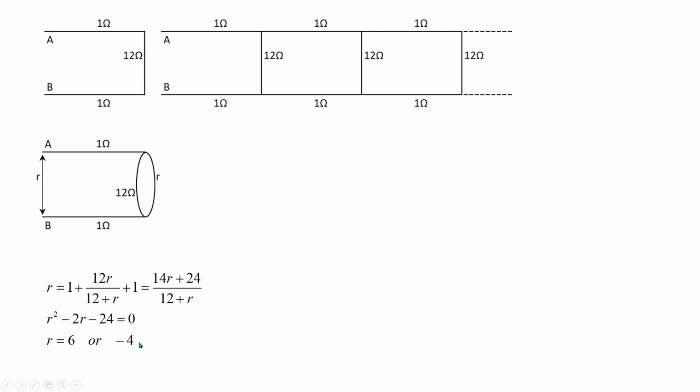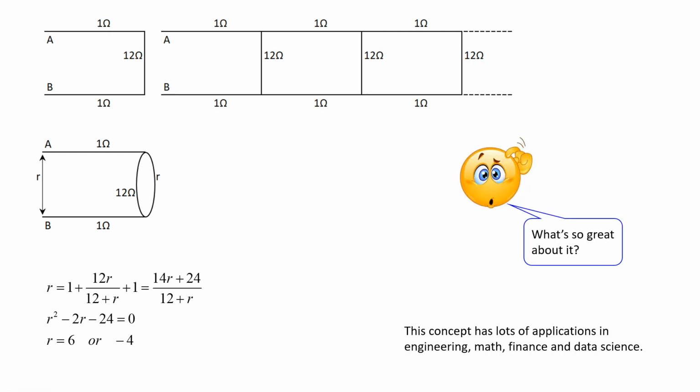Let's drop the negative number. So we have 6. Perfect. So think about it, if this one is 6 and this one is 12, what is the effective resistance? And then I add these two, and that will give me R once again. So that is how this is calculated, and we are able to find the resistance of an infinite series.